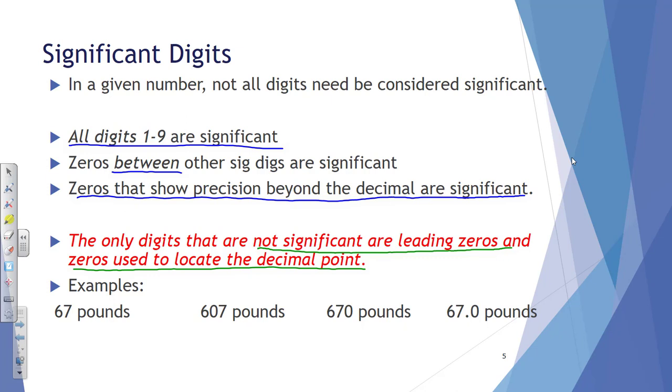First of all, 67 pounds. How many sig digs are there? Well, 6 and 7 are both non-zero, and so we would say that those are both significant digits, and so for short we call them sig digs. 2 sig digs in that number. Okay. What about 607? The 6 is significant because it's not a 0. The 7 is significant, but then the question is, is this 0 significant? And it is, because zeros between other sig digs are automatically significant. So in this case, all 3 of them are significant. We would say that that number has 3 sig digs.